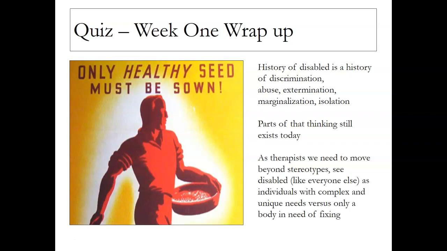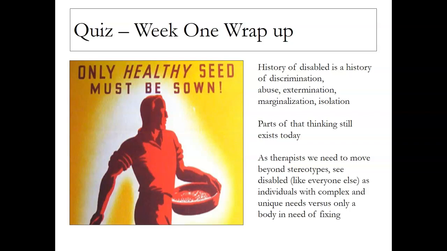Going back to last week, some key things from last week. The history of the disabled is a history of discrimination, abuse, extermination, marginalization, isolation. Parts of that thinking still exist today within parts of the medical model and other kinds of thinking. We did the example of the designer babies as an example of that.